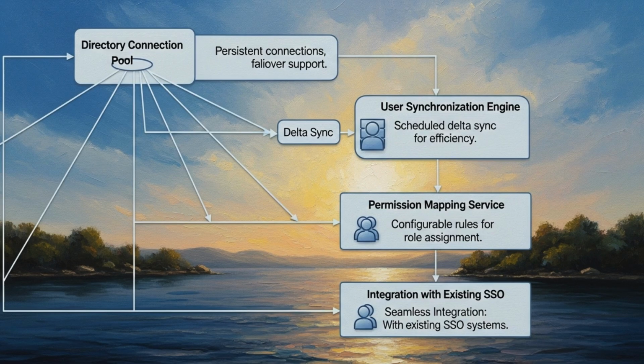The permission mapping service translates corporate organizational units into your platform's roles. This is highly configurable, allowing administrators to define which Active Directory groups get which specific log access levels. Importantly, this new authentication layer integrates seamlessly with your existing single sign-on, or SSO, system, maintaining backward compatibility while adding robust enterprise directory support. Corporate users gain access based on their Active Directory groups, not manually assigned roles.